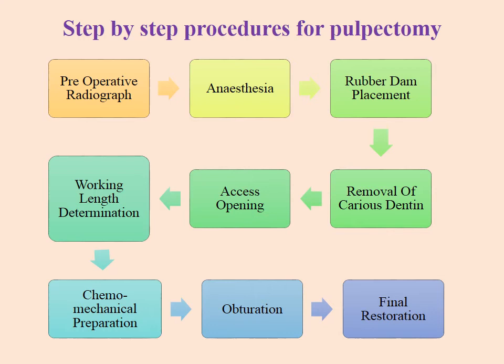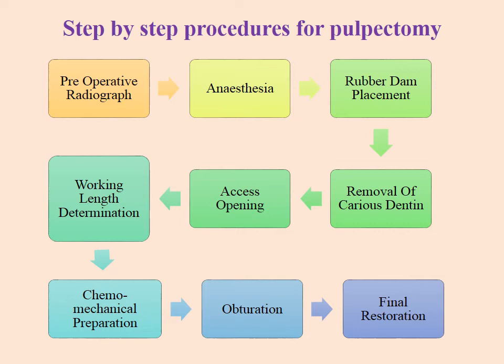So, the step by step procedure for pulpectomy. First, pre-operative radiographs are taken, after which anesthesia. Once you decide on the treatment plan, you anesthetize the tooth and the soft tissue and surrounding areas, after which you place the rubber dam. After the rubber dam placement, you remove the carious dentine and do the access opening. After the access opening and pulp tissue extirpation, you need to determine the working length.